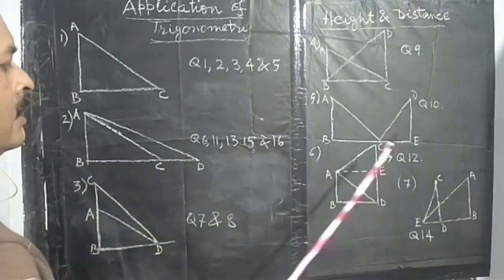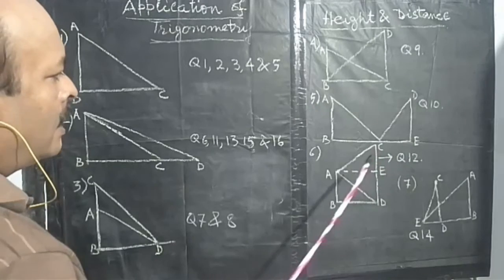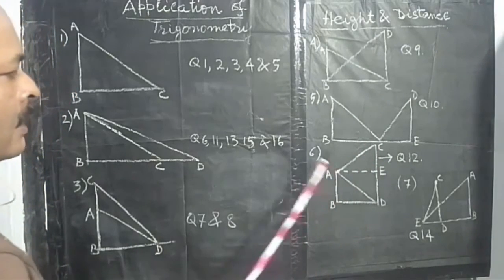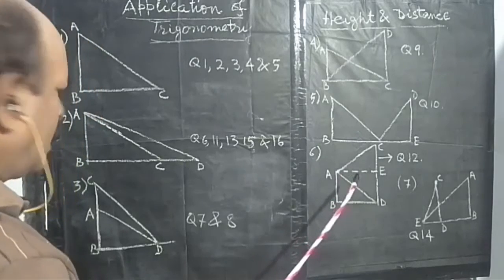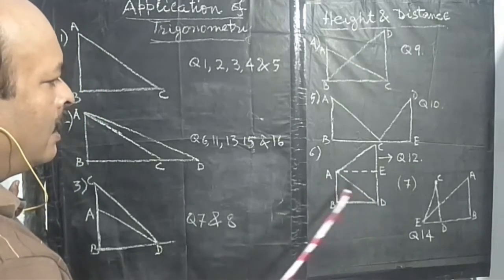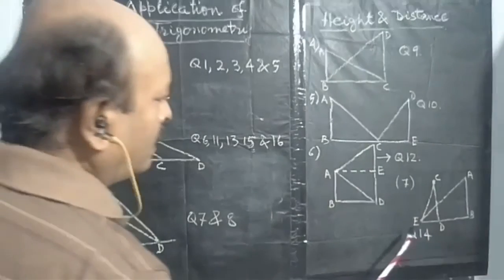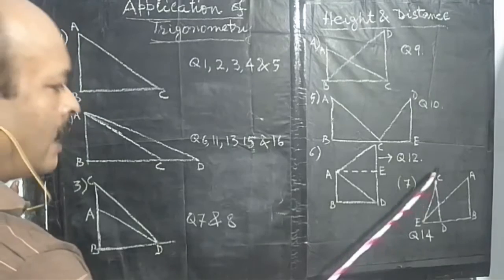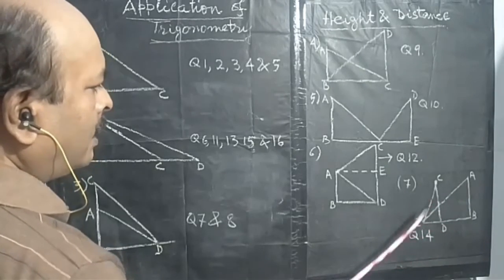Now these are two right angle triangles on the horizontal line, and the sixth type is again two right angle triangles. One is ABD and AEC. And the seventh type is again two right angle triangles, AEB and CED.